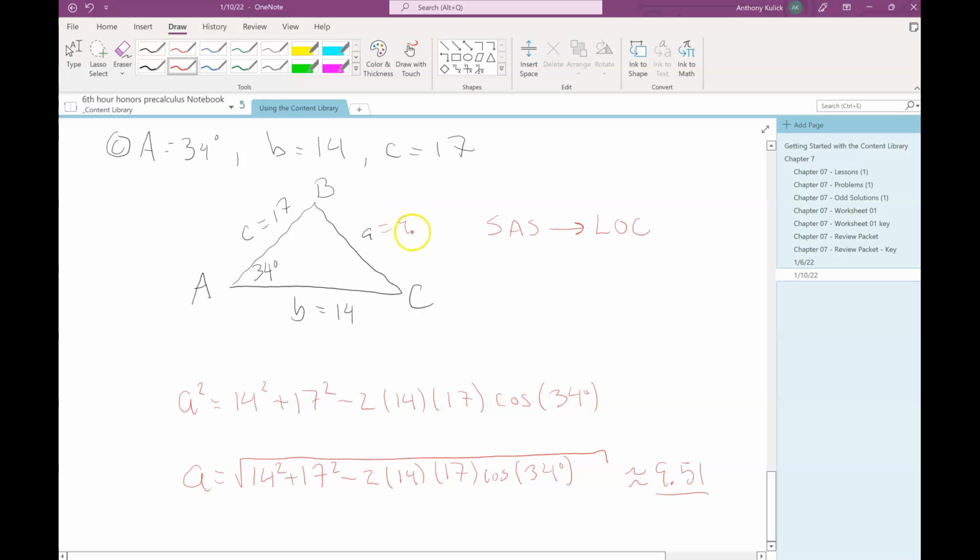Now, to find angle B or angle C, I'm going to use the law of sines. I'm going to use the law of sines because the formula is quite a bit smaller.